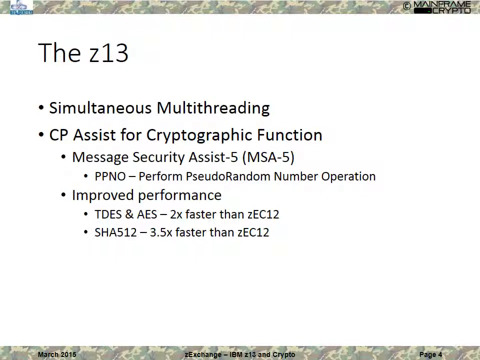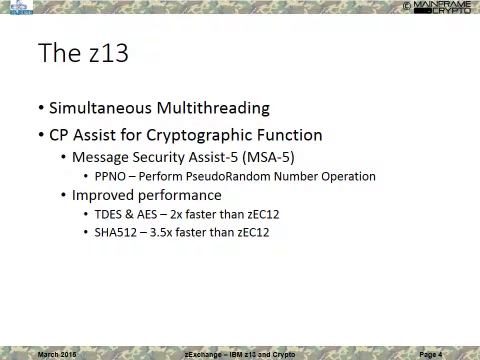Now, over and above the new instruction, the Z13 announcement letter is claiming some pretty significant performance enhancements. Triple DES and AES encryption done on the CPACF hardware is approximately 2 times faster than the previous generation, the zEC12. The SHA hashing is also improved, and there's an even bigger benefit there. They're claiming 3.5 times faster than the EC12.